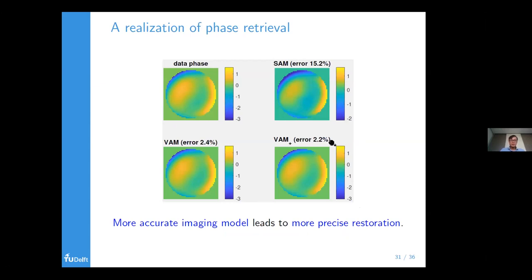So this is a particular example of phase retrieval we calculated. In this figure is the phase we use to generate the images, and we add noise. And here is the phase restored by scalar phase retrieval, with an error of about 15%, and this is really less accurate compared to the vector phase retrieval, which has a smaller error without and with amplitude information.